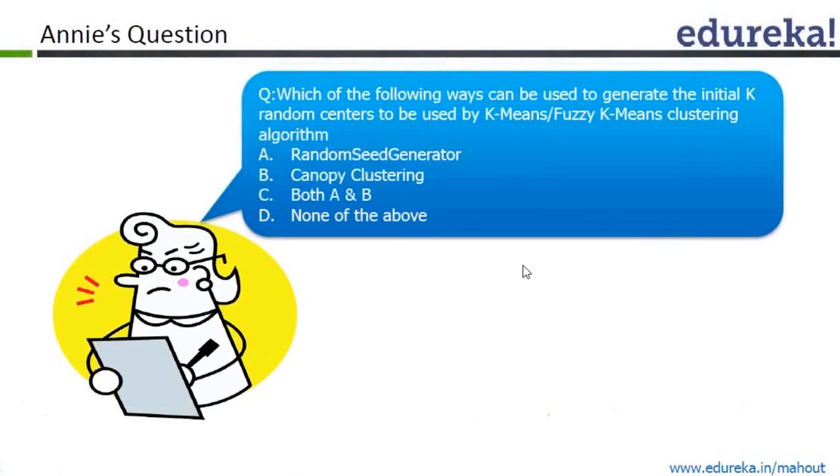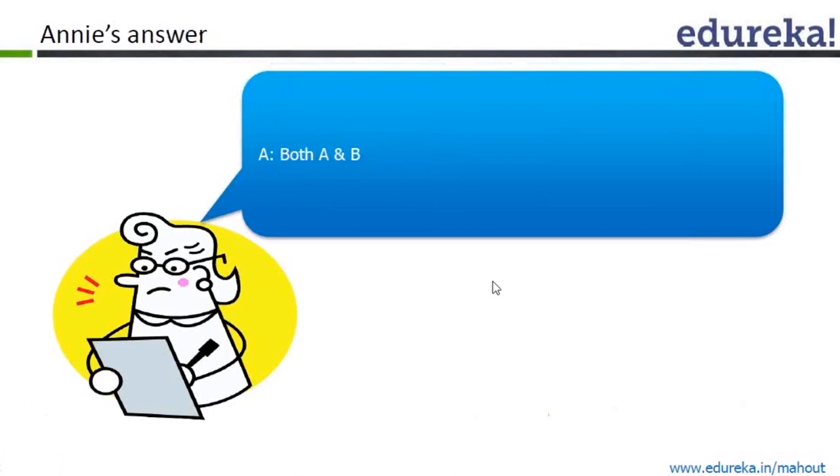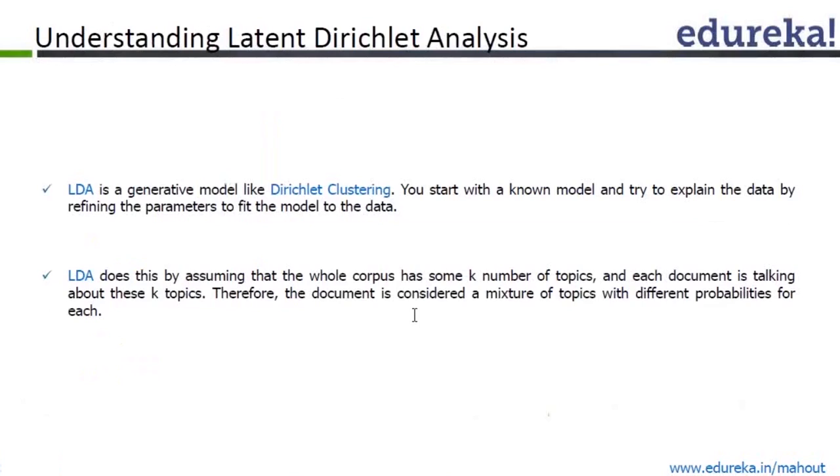Yeah, all of the above, correct. Which of the following ways can be used to generate the initial K random centers to be used by the K-means or fuzzy K-means clustering algorithm? Random seed generator, canopy clustering, both A and B, or none of the above? It's both A and B, which is both random seed generator and canopy clustering, guys.